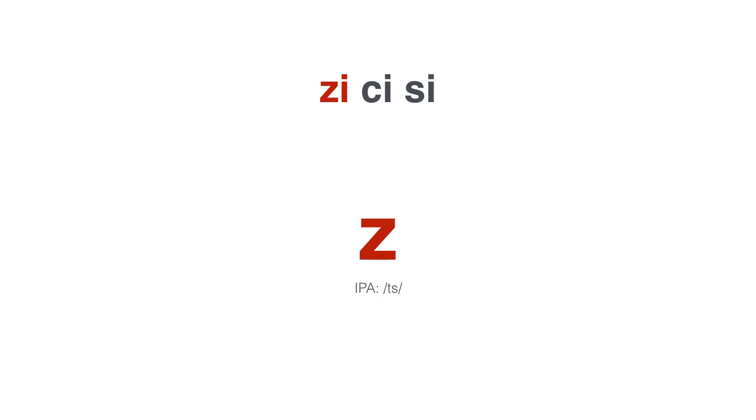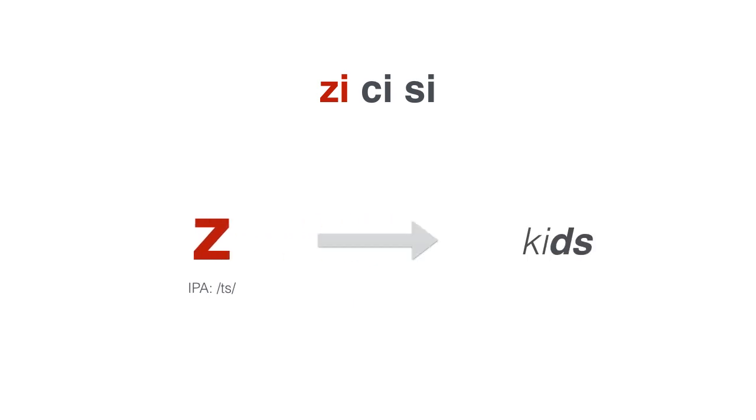First, let's take a look at how the letter Z is pronounced in Chinese. The letter Z is pronounced like Z in Chinese. It's almost like the DS in the word kids. That's exactly how you say Z in Chinese.